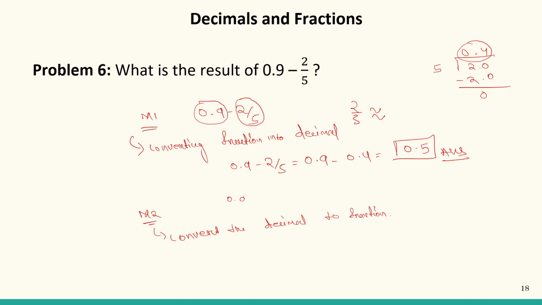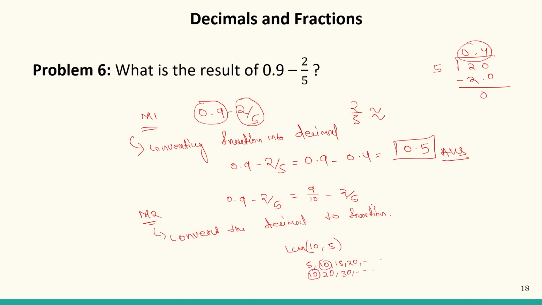Okay, so 0.9 minus 2 by 5, this is equal to 0.9 can be written in fractional form as 9 by 10, right? So 9 by 10 minus 2 by 5. So we need to find the LCM of 10 and 5. So the number series tells us that 5, 10, 15, 20, this is the multiple series of 5. And what is the multiple series of 10? This is 10, 20, 30 and so on. So the lowest common multiple is 10.